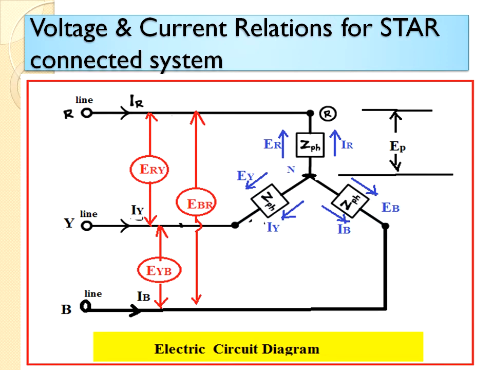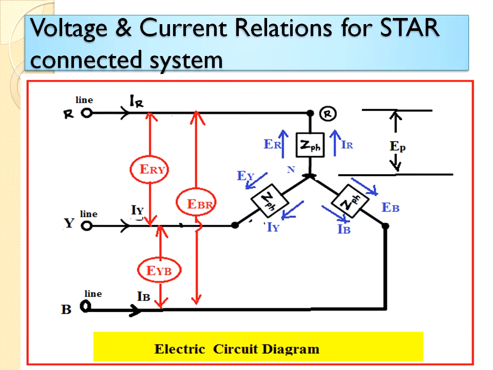In sequence order, ERY, E R to Y, one line voltage. EYB, next line voltage. EBR, another line voltage. Voltage is measured between two points. Always it is parallel. So what is the current flowing in the line? That is called line current. IR, IY, IB are line currents.